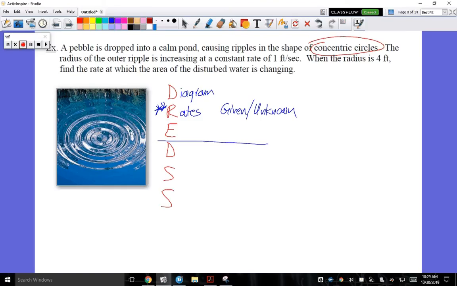What do you think E stands for? The equation. What equation are you working with? Are you talking about the equation of a circumference of a circle? Are you talking about the equation for the surface area of a triangular prism? What are you talking about? So the equation relates all the pieces together that you're trying to look at at one specific point in time.